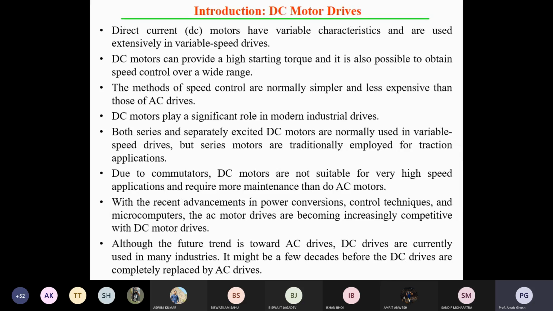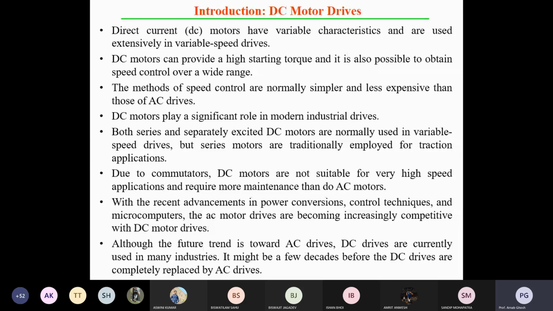DC motors play a significant role in modern industrial drives. Both series and separately excited DC motors are normally used in variable speed drives, but series motors are traditionally employed for traction applications. From the very old days, for the last 50-60 years, the DC series motor has been used for traction, after the invention of railway systems, in most cases. But in the last 5 to 10 years, more trust has been given to the induction motor.